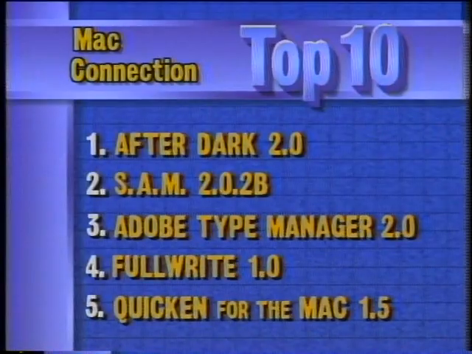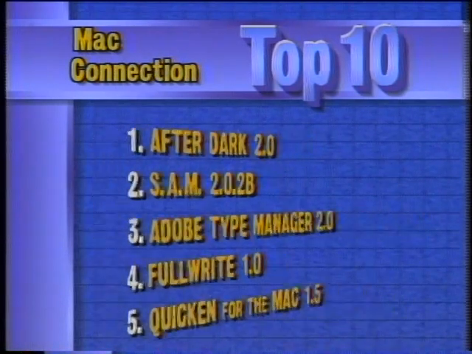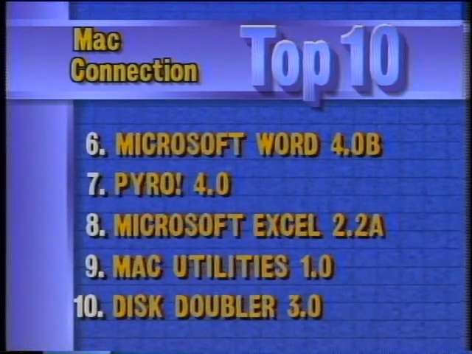Turning to this week's top 10 software titles on the Macintosh, Mac Connection reports that Berkeley Systems' After Dark is number 1, followed by Symantec's SAM. Number 3 is Adobe Type Manager 2.0, with Fullback coming in 4th. In 5th place is Quicken for the Mac. Rounding out the top 10 are Microsoft Word, Pyro by 5th Generation, Excel, Peter Norton's Mac Utilities, and DiskDoubler from Salient.